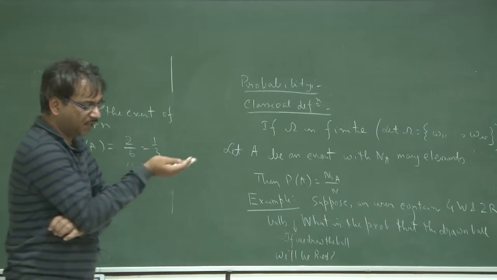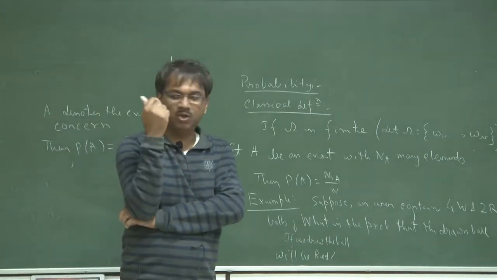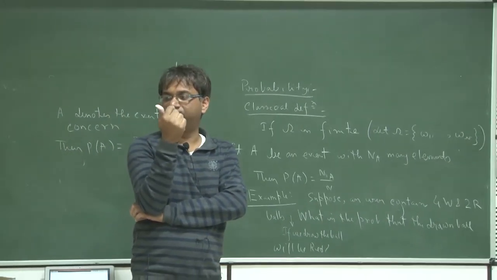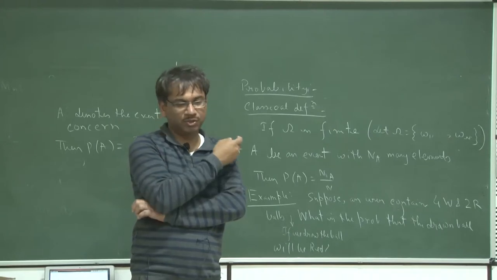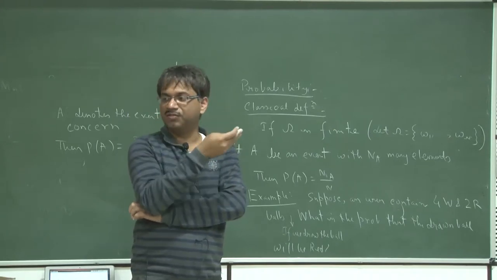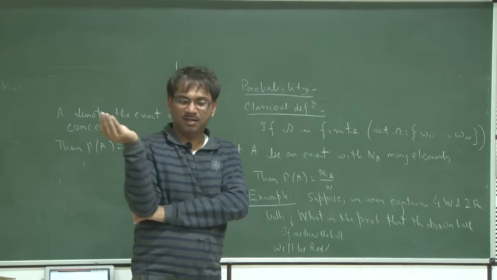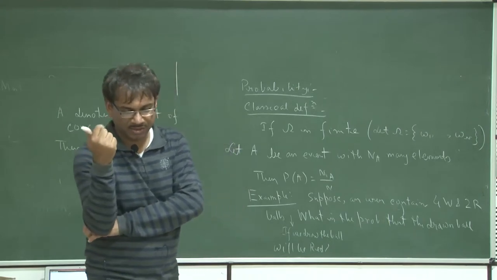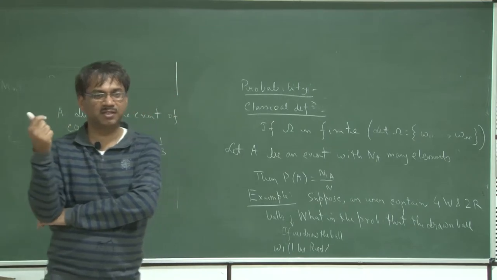That means, suppose you want to calculate the probability of getting a head in a coin toss, what will you do? You will theoretically throw the coin infinitely many times and just check how many times head is appearing.